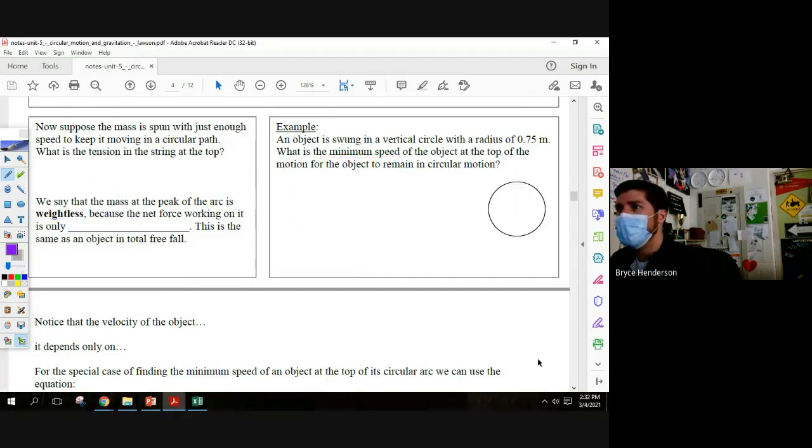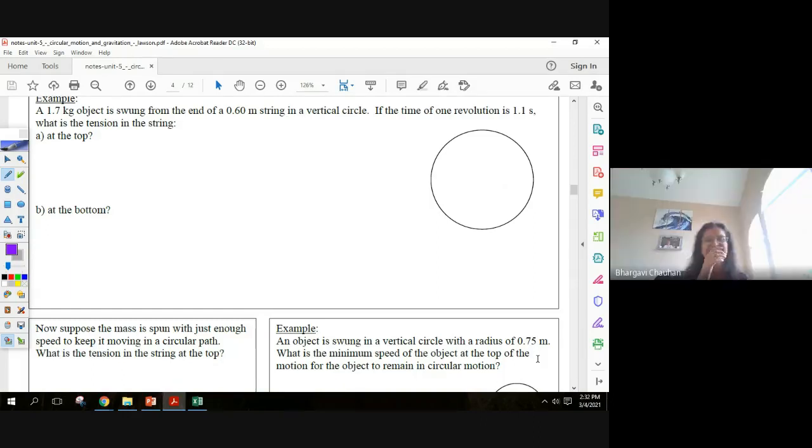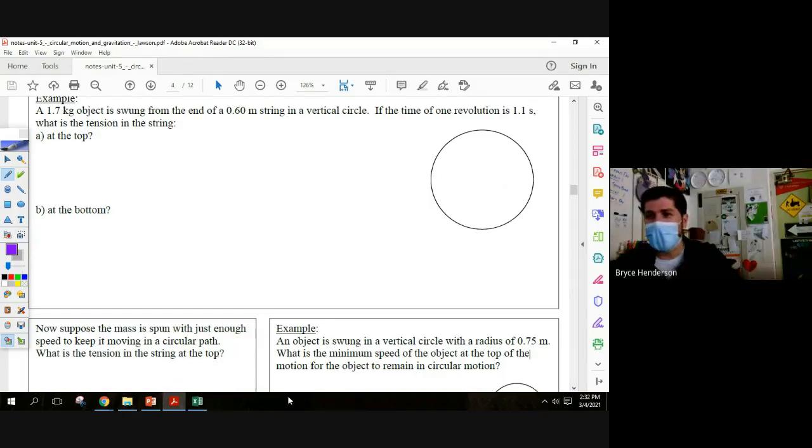Remember, let me go back up. Oh, it's not going to be there. That's awkward. Let me go to the filled-in version of the note so I can reference this.